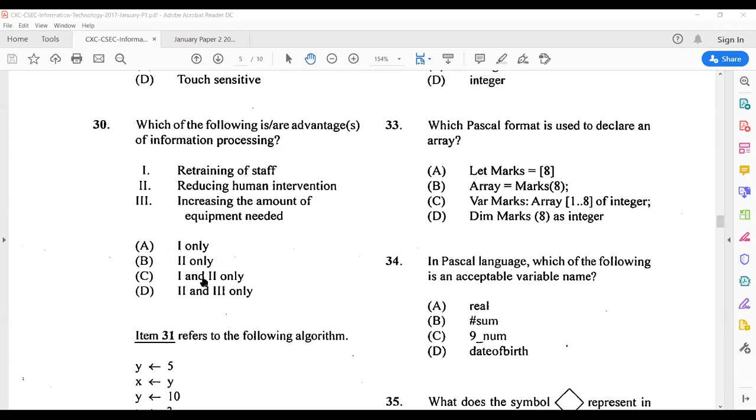Reducing human intervention, that's an advantage because if you have systems in place to do information processing, you could be more efficient, right? Meaning that system could be running or working more hours than a typical person. It's less prone to errors, well, human errors, that is. So that's definitely an advantage, number 2. Increasing the amount of equipment needed will be considered a disadvantage because the company has to spend money on equipment or additional components. So the answer for 30 is B, 2 only.